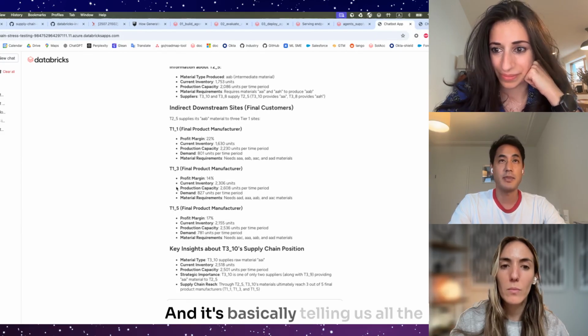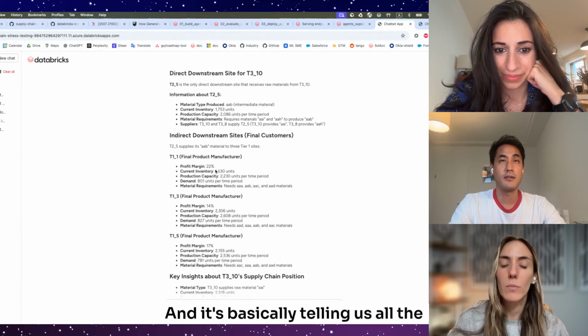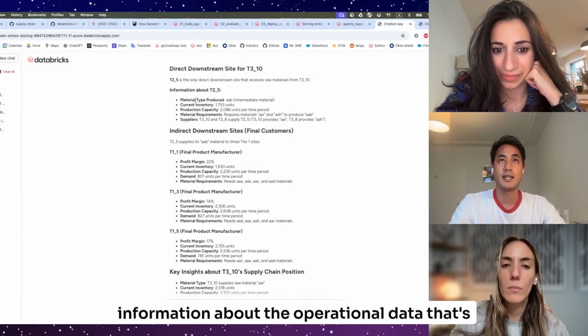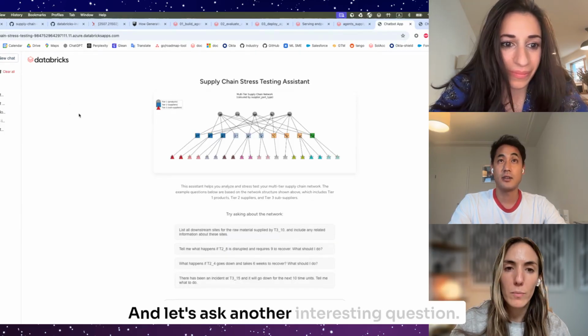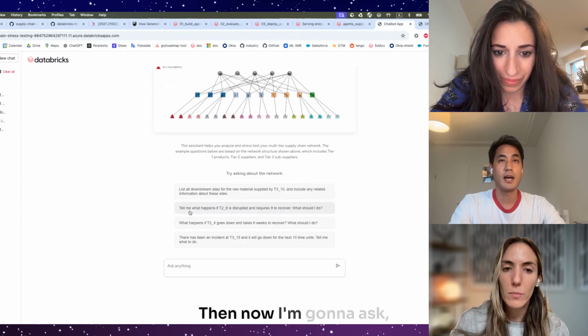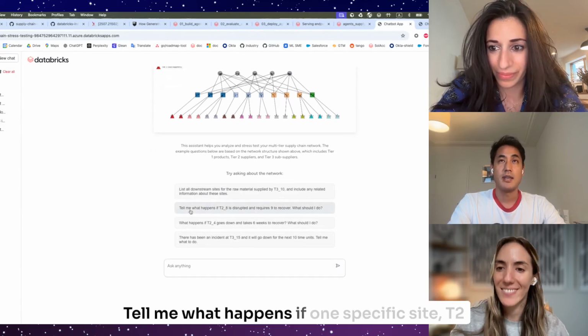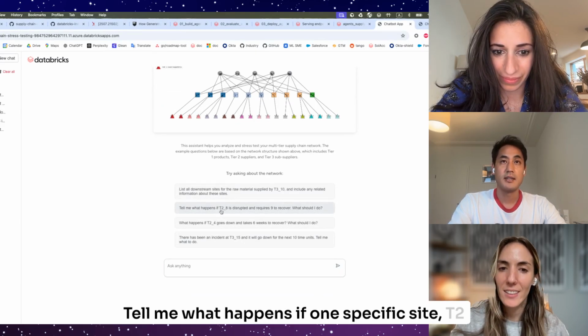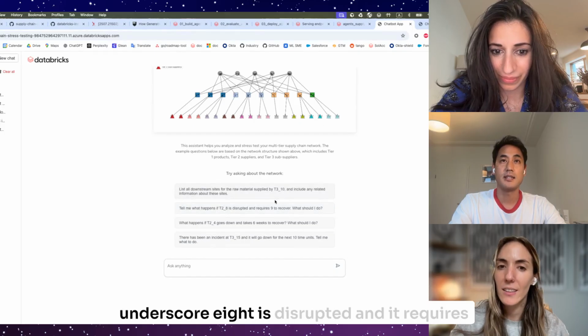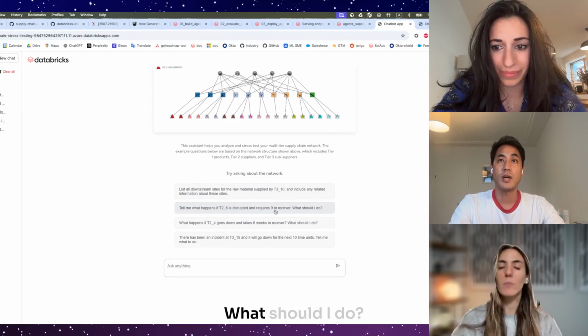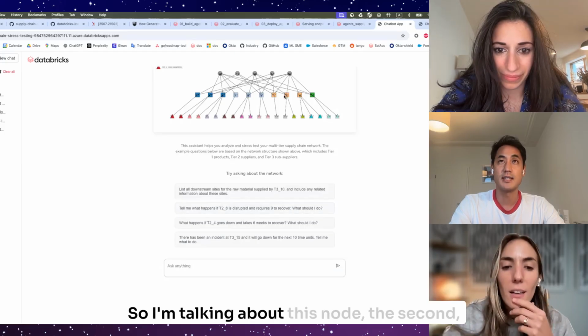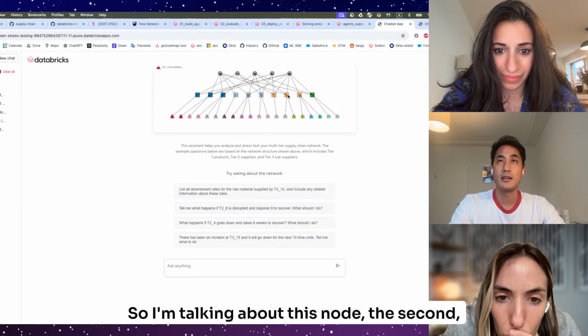And it's basically telling us all the information about the operational data that's attached to this specific node. And let's ask another interesting question. Now I'm going to ask, tell me what happens if one specific site, T2_8, is disrupted and it requires 9 time units to recover. What should I do? So I'm talking about this node, the third from the right.